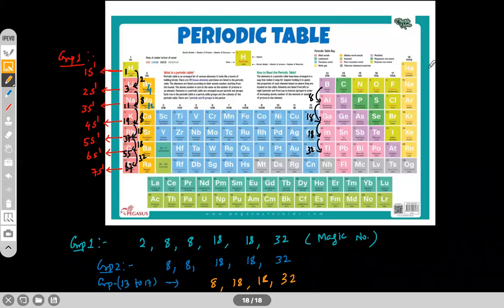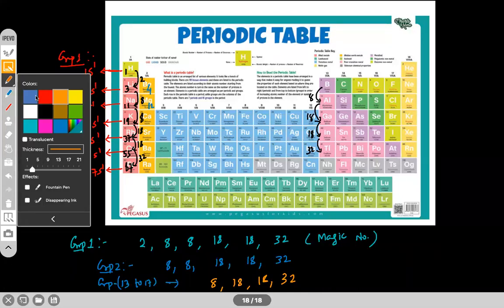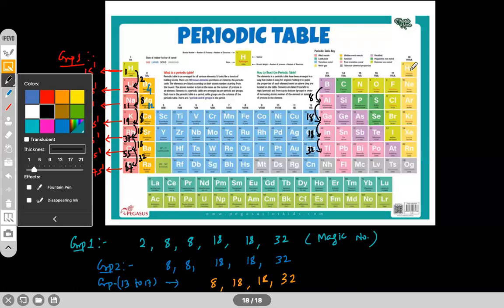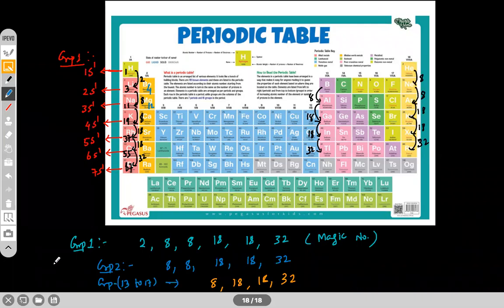One last thing, for noble gas, if you see, the difference is what? This is 8 here, 2, 10, then 18, then again 18, and then 32. So for noble gas, it is 8, 8, 18, 18, 32. For group 2 and group 18, it is the same. That is the trend we have.